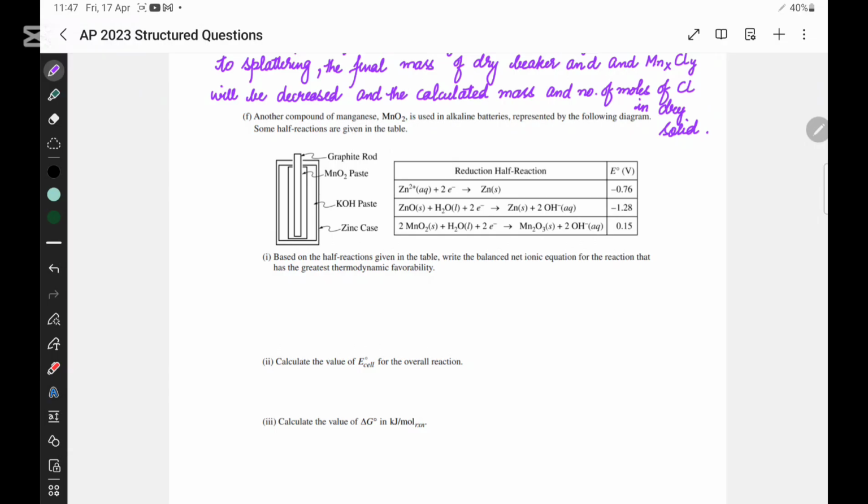So first of all, what we need to do here, like we know one thing, the one which has the more positive value would be considered as the cathode.